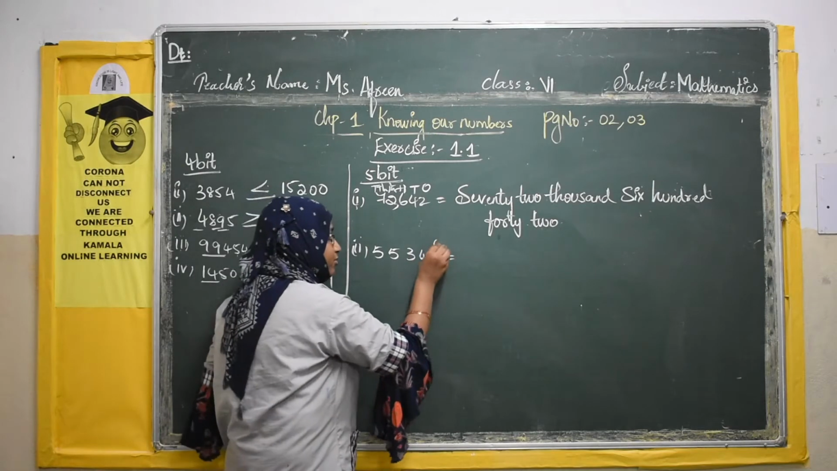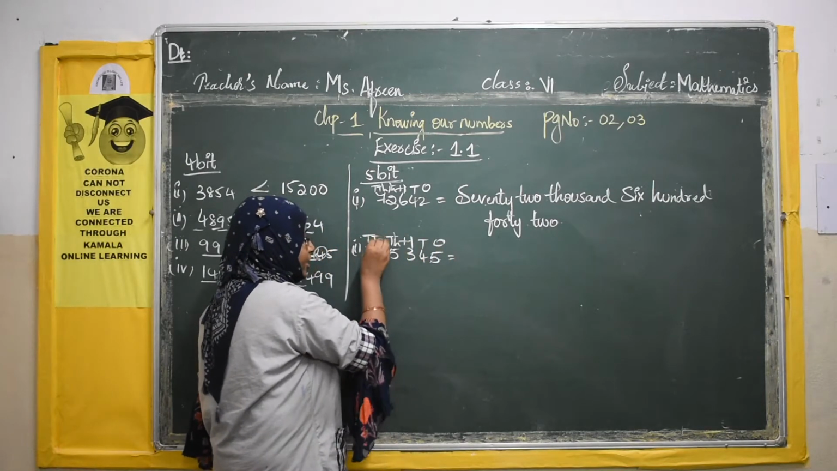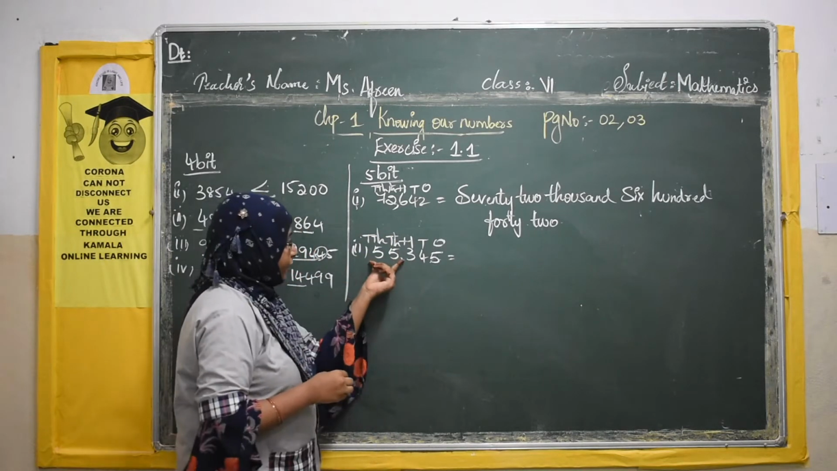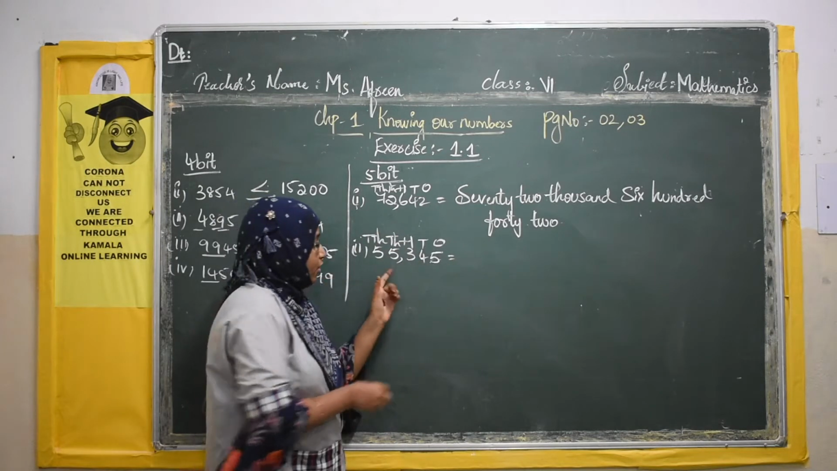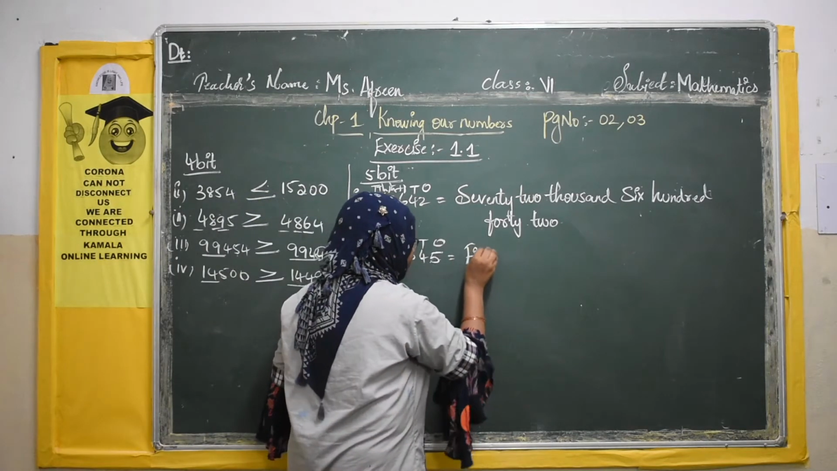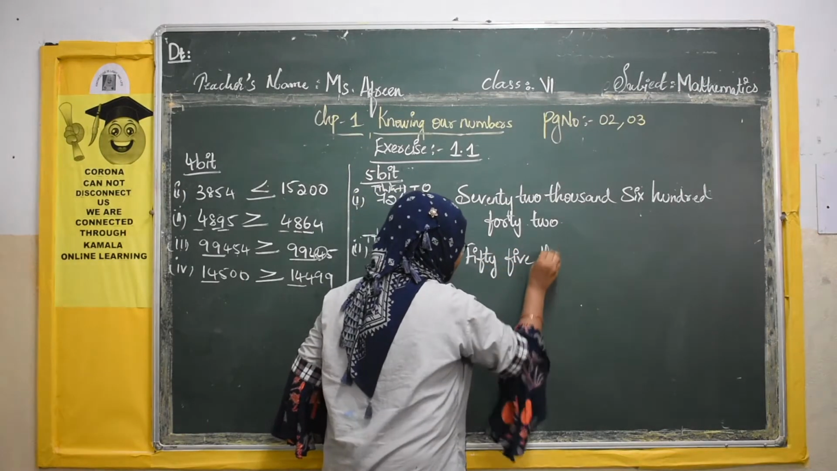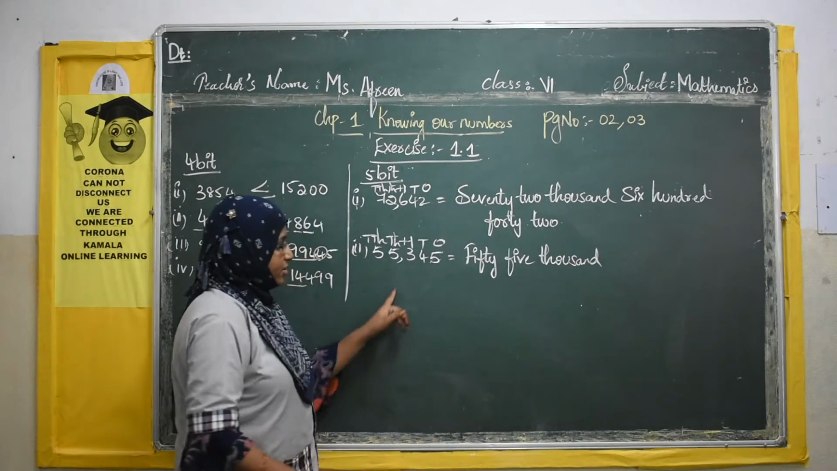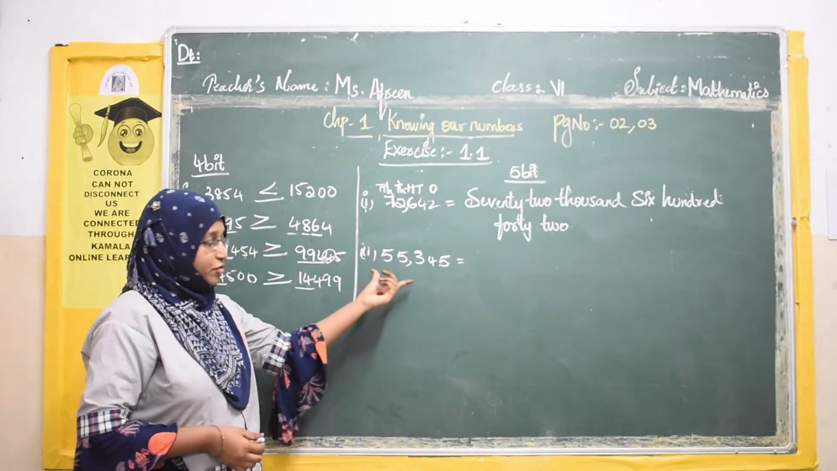So next here, ones, tens, hundreds, thousands, ten thousands. Similarly we will put a comma because this is one period. So 55 goes in thousands. Next 345 in ones period. So 55,000. What is the next? 345. Okay, now let us move to the next one.